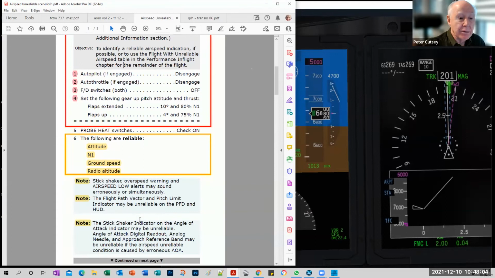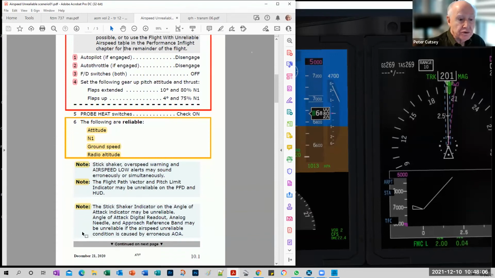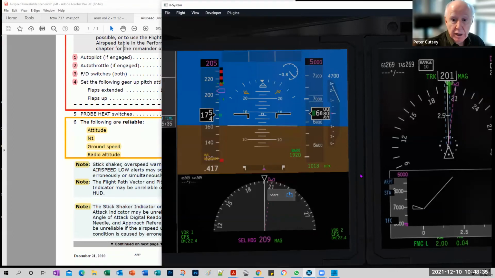These are reliable sources. The notes, which would be read: stick shaker, overspeed warning and airspeed low alerts may sound erroneously or simultaneously. The flight path vector and pitch limit indicator may be unreliable on the PFD and HUD, so don't use them. The stick shaker indicator on the angle of attack indicator may be unreliable, and the analog needle and approach reference band may be unreliable. Here we are on the PFD with the angle of attack indicator. It appears to be unreliable, so you can't focus on it.